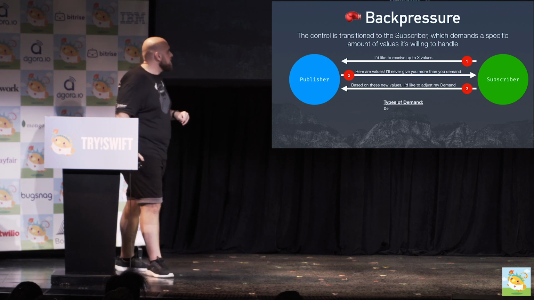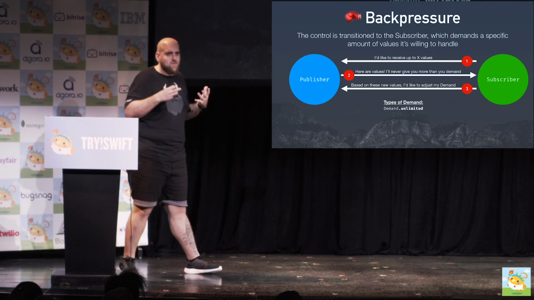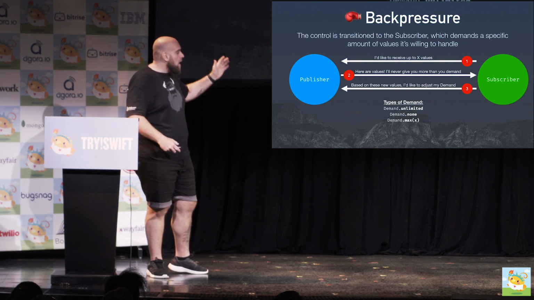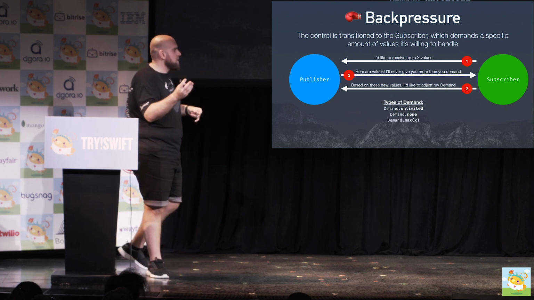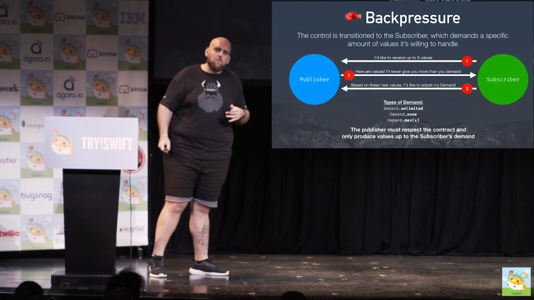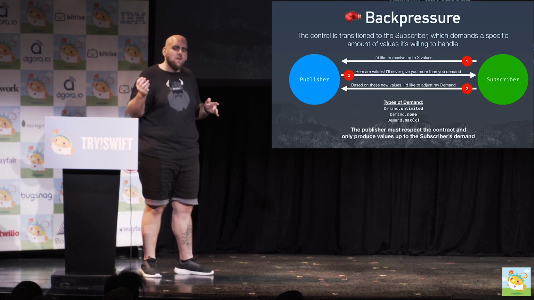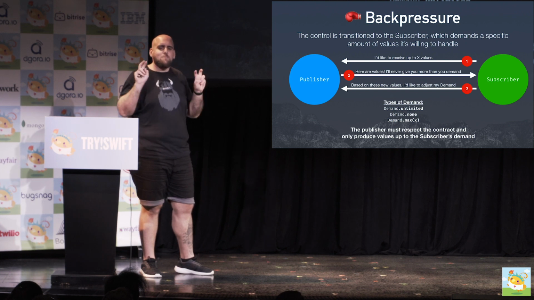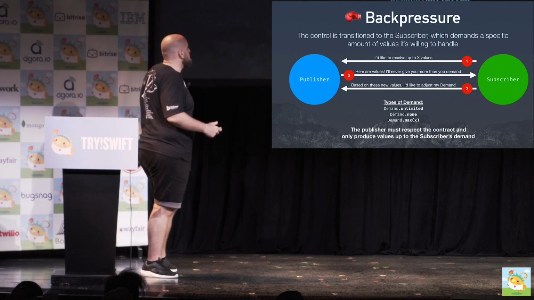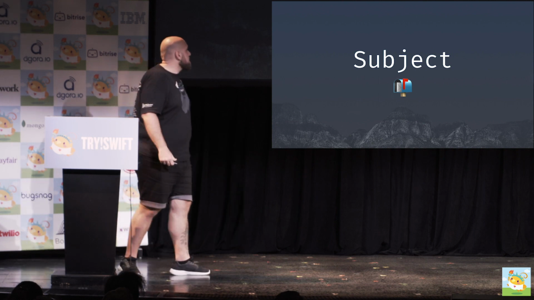And there are a couple of types of demand. The first one is unlimited, which is the default, meaning give me as many values as you have. I can deal with it. It's not a problem. The second one is none. I can't deal with any values right now. And the final one is up to a certain maximum, like an integer, 3 values, 5 values, or whatever. And all publishers in Combine must respect this contract. If you have your own custom publishers, they have to respect this contract and only produce values up to that subscriber's demand. Or, based on Apple, it's considered an illegal publisher, and there could be some unexpected behaviors in the subscription tree.